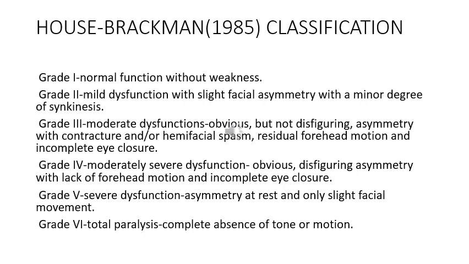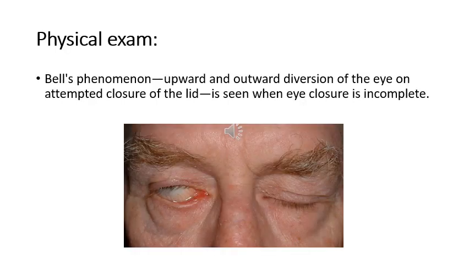And grade 5, severe dysfunction, asymmetry at rest and only slight facial movements are present. And grade 6, it is total paralysis or complete absence of tone or motion of one half of the face. The physical examination of the patient is important. So one of the chief features of physical examination is the Bell's phenomenon.